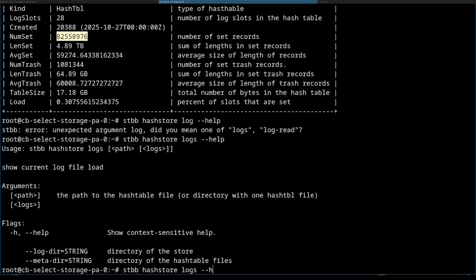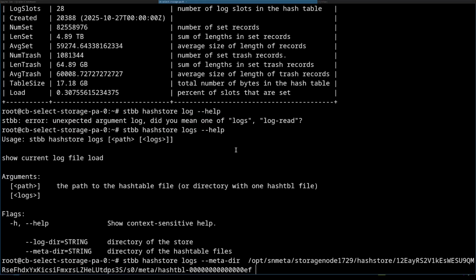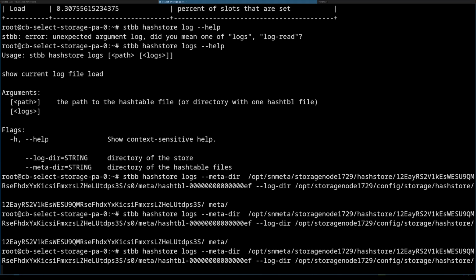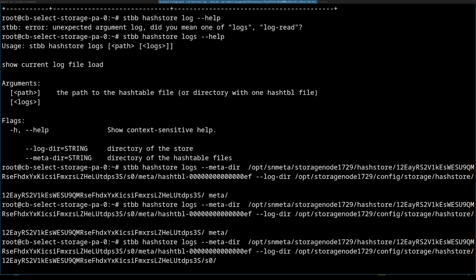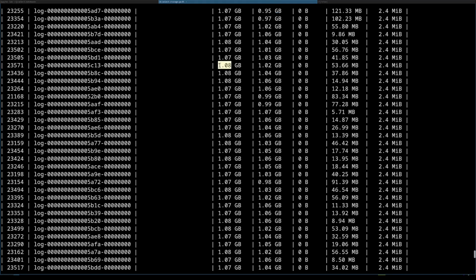I think I need the log directory and the meta directory. The meta directory is this one. Okay, and the log directory is storage, storage node config, storage, hashstore. It will read both the metadata and the logs, and we'll create a report very soon. And this is the report, and you can see here the log files, the size.